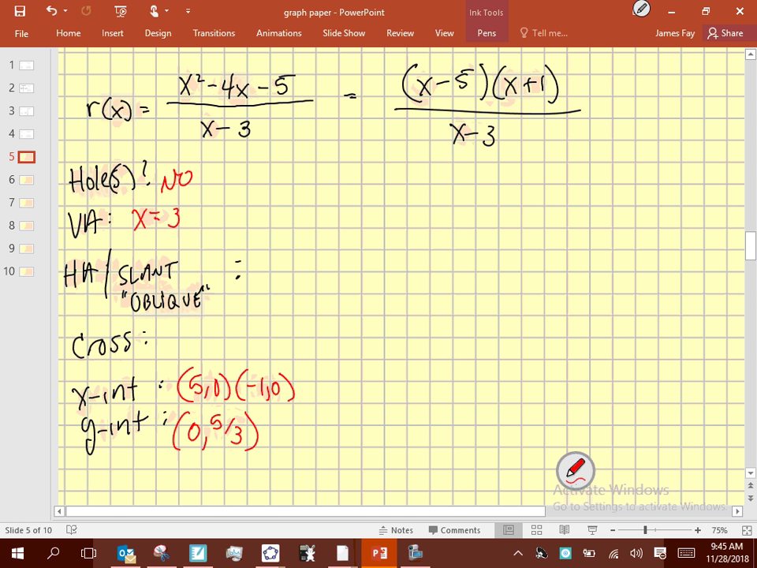Now there's algebra involved in our asymptote here. Okay, our slant asymptote or oblique. Here's the thing: they're going to use the word oblique for things that are nonlinear. Okay, but at the same time, they can use the word oblique for something that is linear.